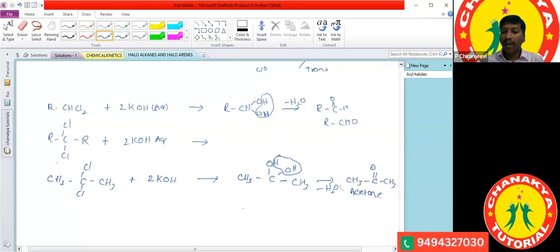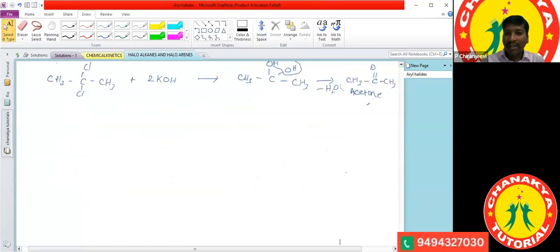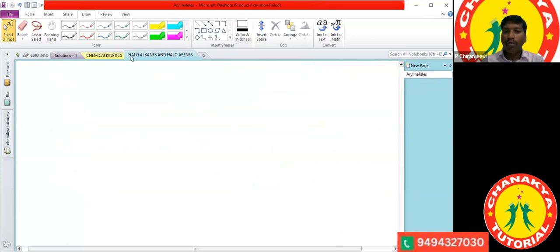So when geminal dihalides are treated with an aqueous solution of KOH, they form a carbonyl compound. Either it may form an aldehyde or it may form a ketone. And if the vicinal dihalides are treated with 2 moles of aqueous solution, what is the product that is going to be formed?